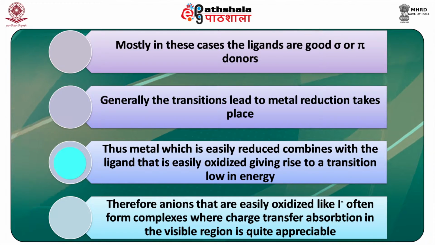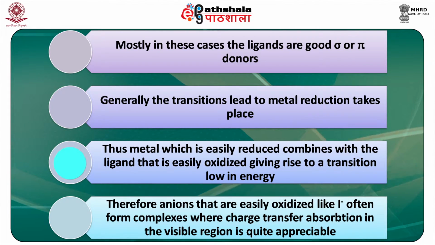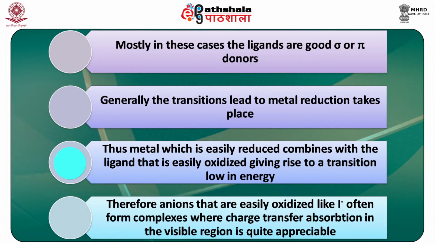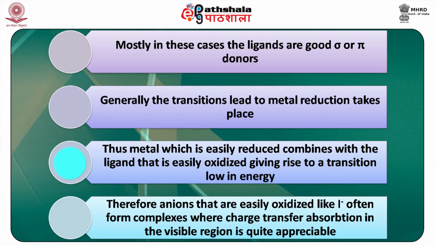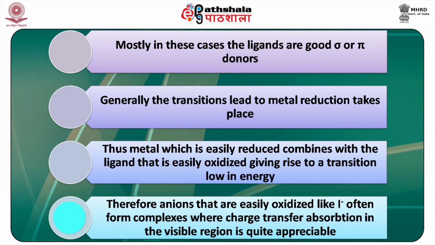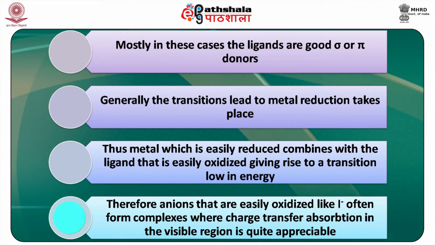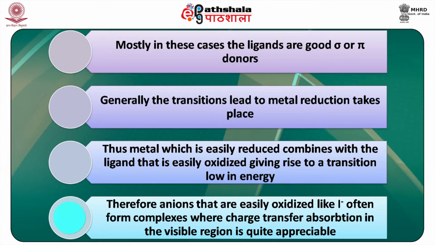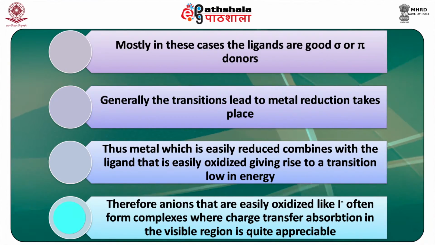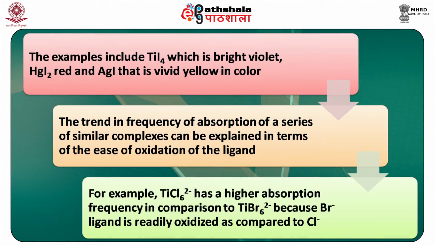Thus, metal which is easily reduced combines with the ligand that is easily oxidized, giving rise to a transition low in energy. Therefore, anions that are easily oxidized like iodide often form complexes where charge transfer absorption in the visible region is quite appreciable. The examples include TiI4, which is bright violet, HgI2 red in color, and AgI that is vivid yellow in color.